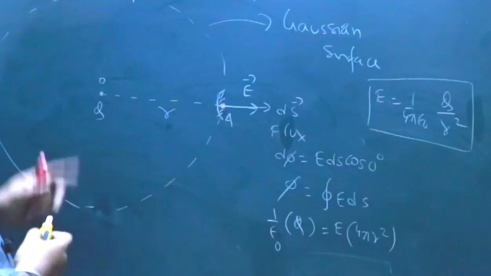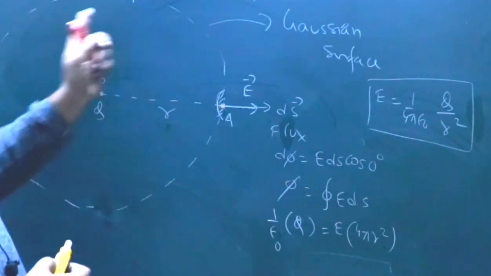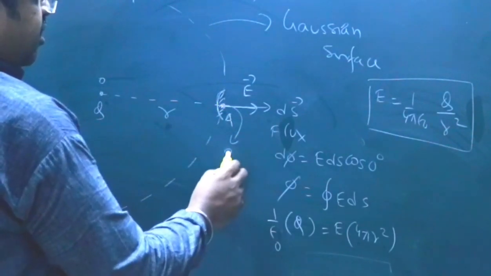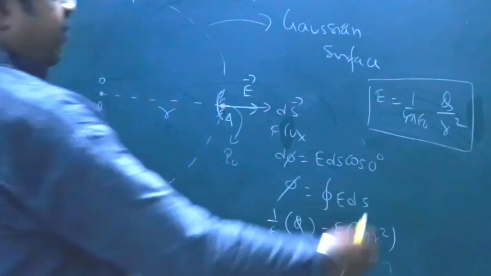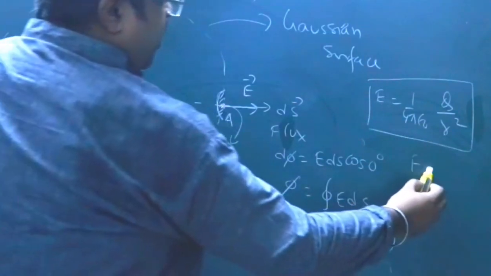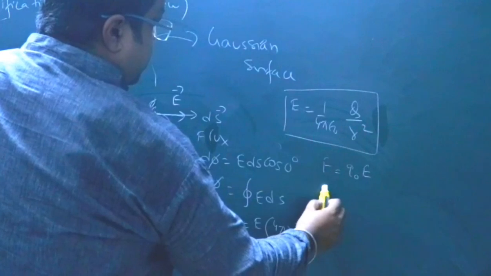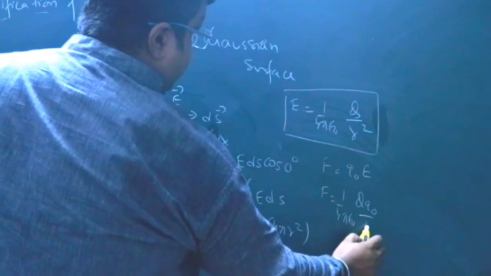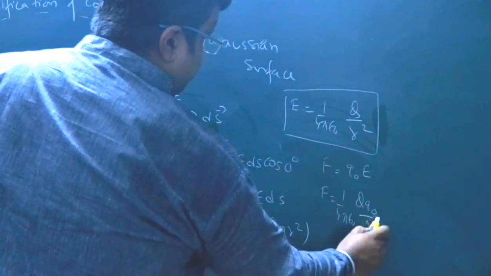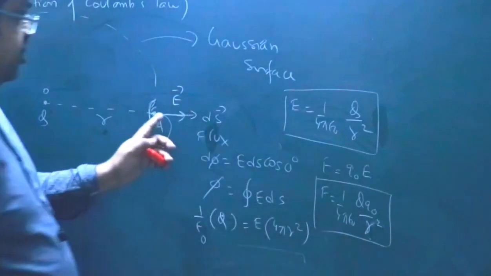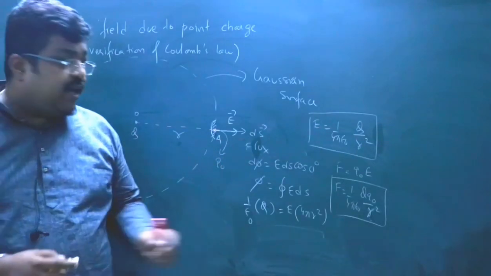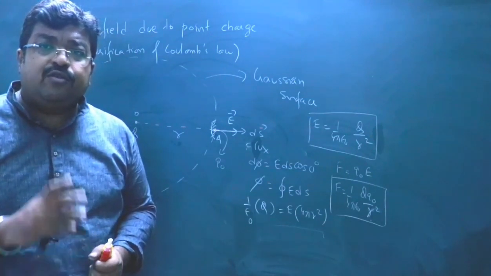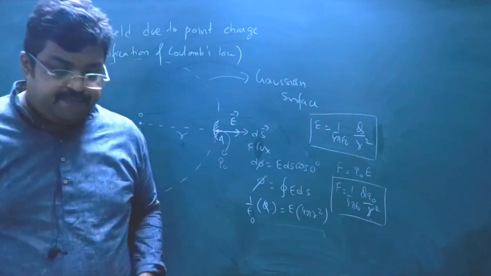So this is the expression for electric field due to a point charge. Then verification of Coulomb's law: if I place a test charge q naught at this particular point, then the force on this charge will be F is equal to q naught into E. So F is equal to 1 by 4 pi epsilon naught q naught by r square. This is the force on charge q naught due to charge q, and this is your Coulomb's law. So this is how we can verify Coulomb's law using Gauss's theorem. This is the first application of Gauss's theorem.